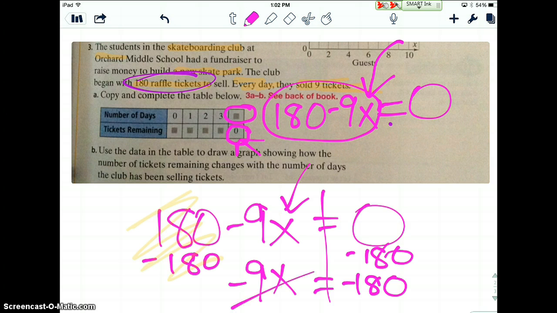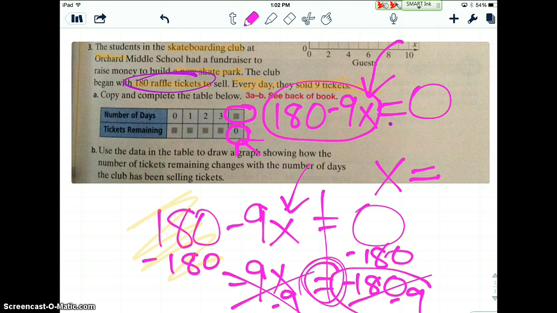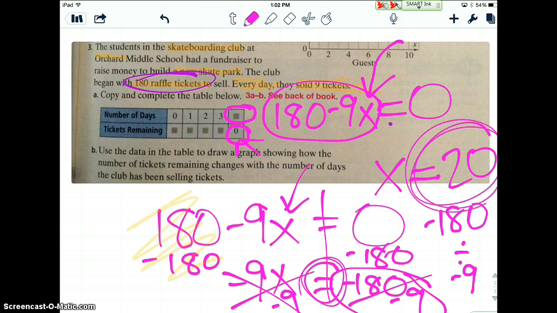And now I'm going to use division property of equality, dividing by a negative. Bells might be going off in your brain to switch the inequality, but as you can see, we're not working with an inequality, we're working with an equation. So I am left with x equals, how many days? Well, negative 180 divided by negative 9. It's going to be a positive number. 9 goes into 180 20 times. So it's going to take them 20 days to be down at no tickets remaining for the Orchard Middle School.